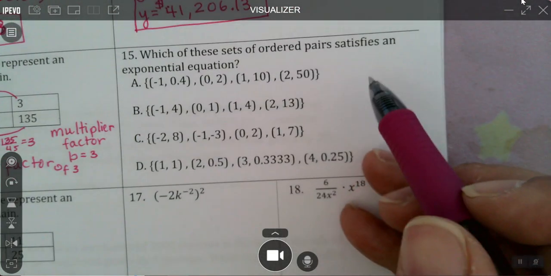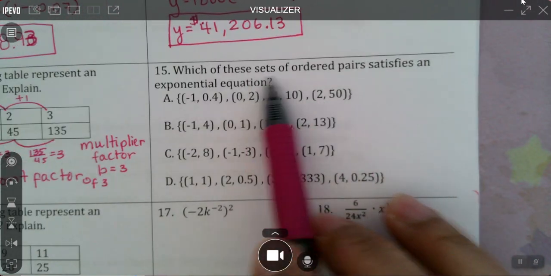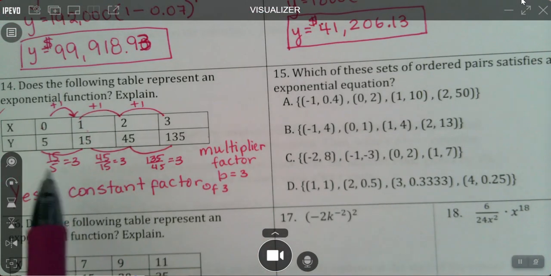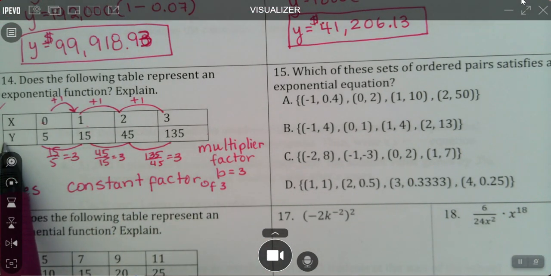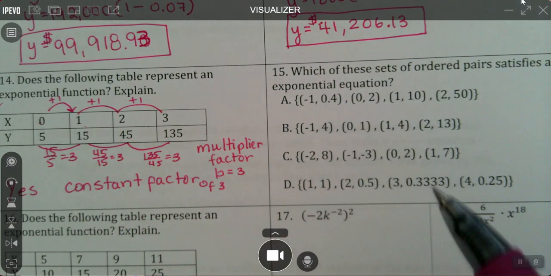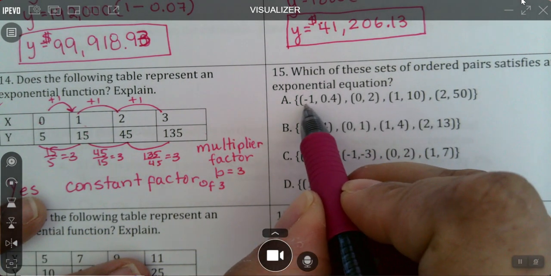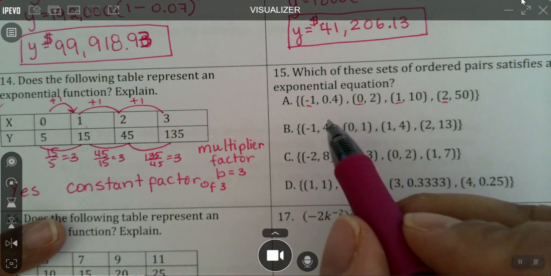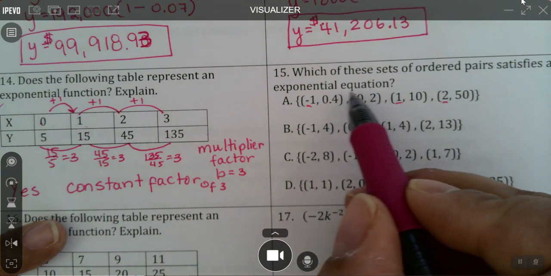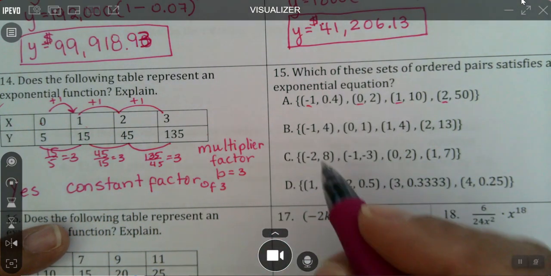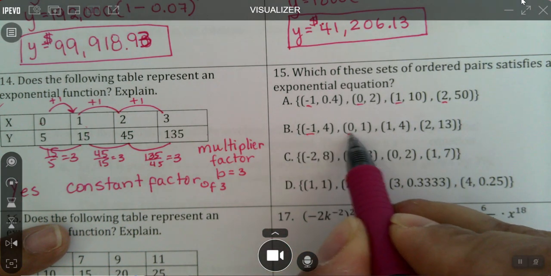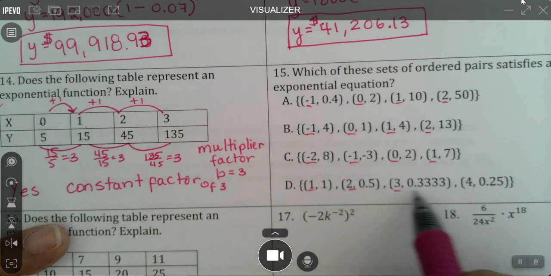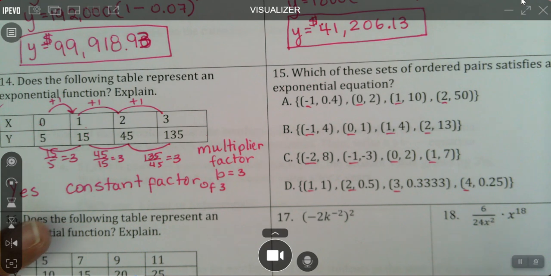All right, so which of these sets of ordered pairs satisfies an exponential equation? So when we were dividing the y values. Are we clear? So I check -1, 0, 1, 2. You see how the x's are changing by 1? So now what are you going to do? 0.4 divided by 2 or 2 divided by 0.4? Excellent. And all of these are changing by 1s. Okay. So go ahead and check your y values.